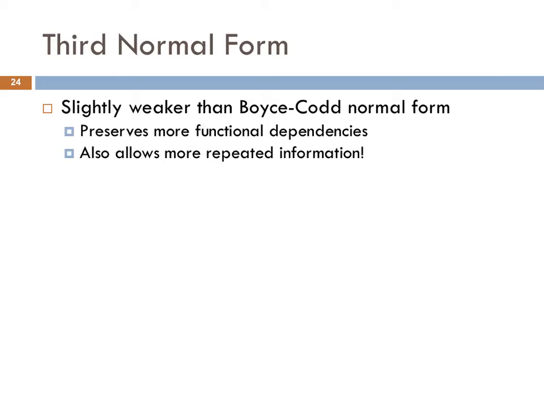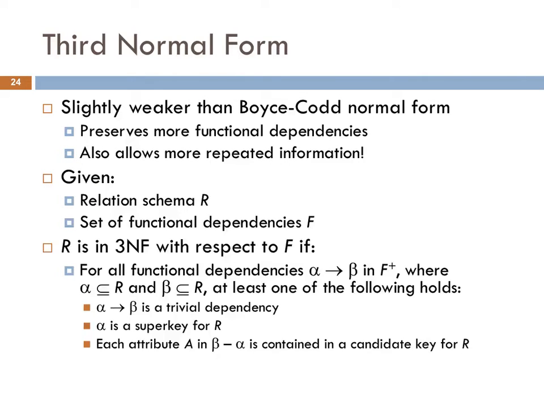Third normal form relaxes one of the constraints of Boyce-Codd. It actually introduces another rule into Boyce-Codd normal form that allows us to preserve more functional dependencies. But the cost is extra redundancy. Okay? So third normal form, you'll notice that the formulation is identical to Boyce-Codd normal form with the addition of a new condition.